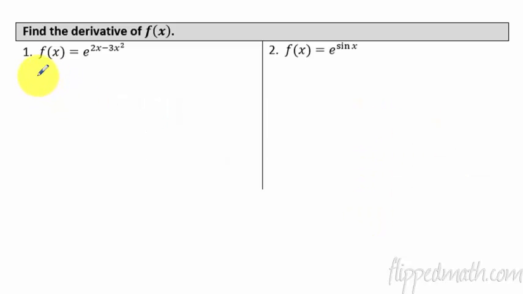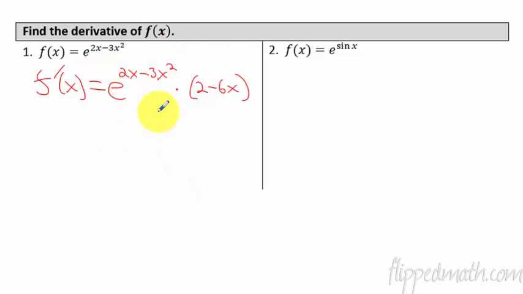Let's take the derivative of this one. f prime of x equals, now the derivative of this is just itself, e raised to the 2x minus 3x squared. Look how easy that is. Now we're going to multiply it by the derivative, u prime: e to the u times u prime. So the derivative of the exponent is going to be 2 minus 6x as we apply the power rule. Now typically we'll put this type of stuff in front, but that is the answer there.